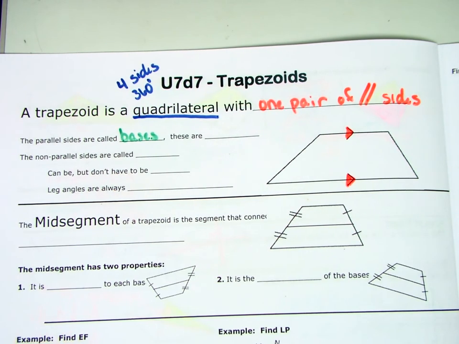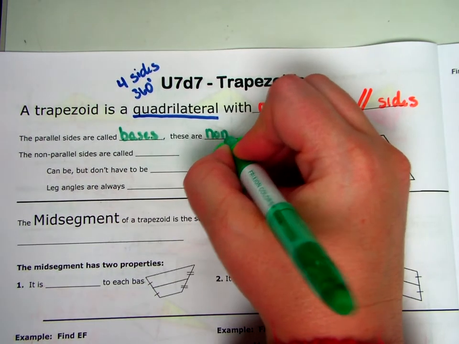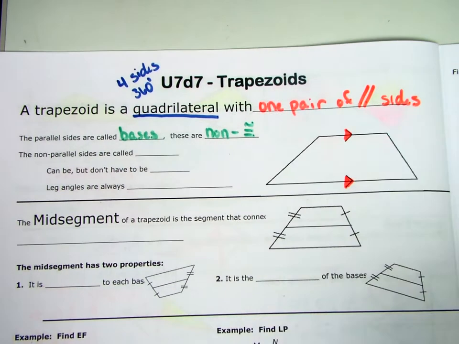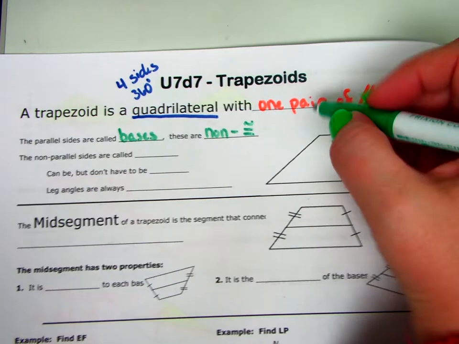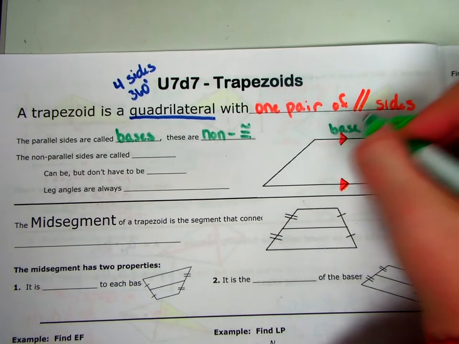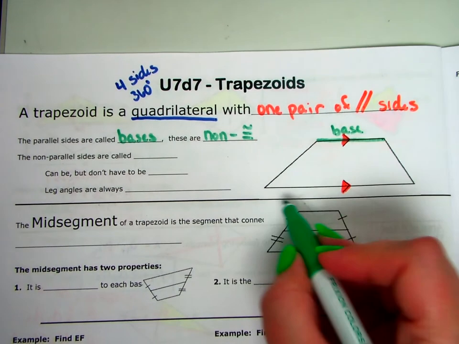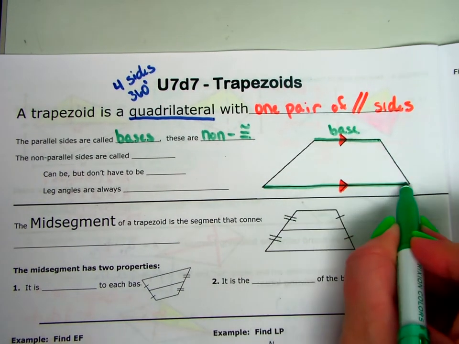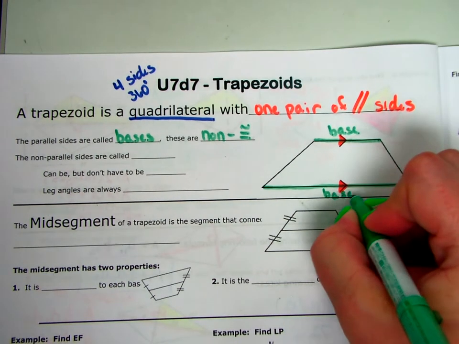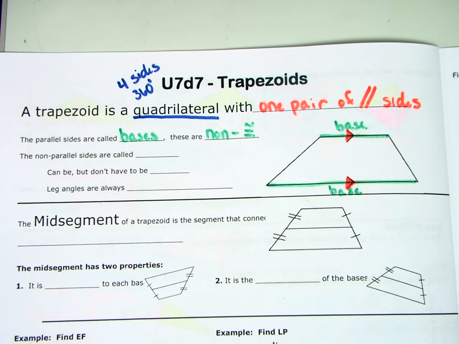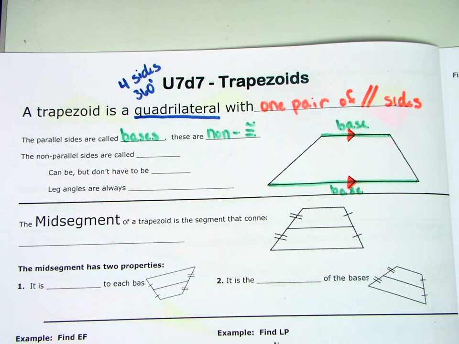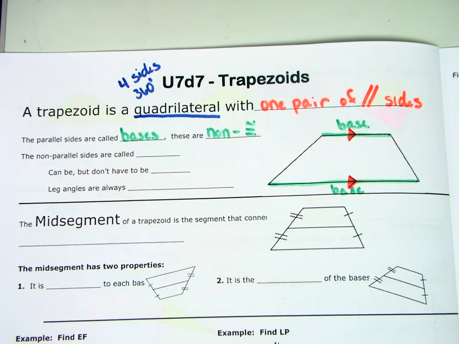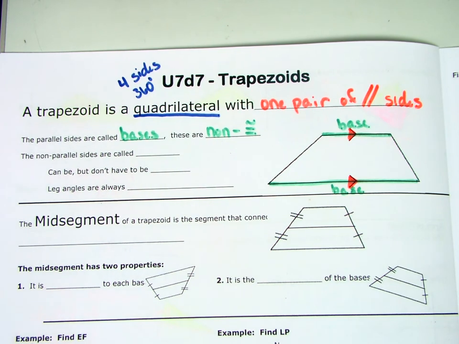My parallel sides are called bases, and these are non-congruent. They cannot be the same. However long one is, the other cannot be the same. But this is a base here, and this is a base here. My parallel sides are called bases, and they cannot be congruent to each other. Because if one side is parallel and congruent, that's enough to say we have a parallelogram. So they have to be non-congruent.